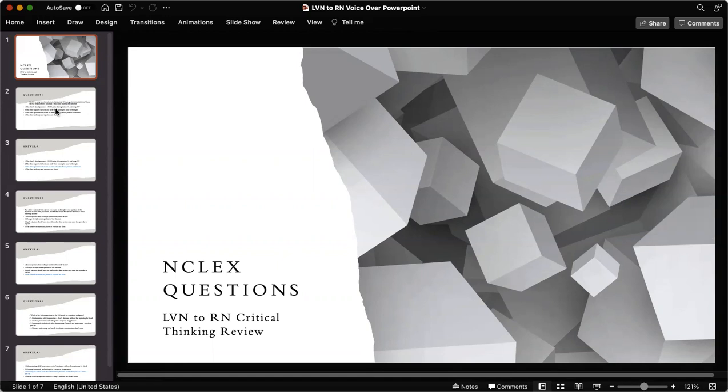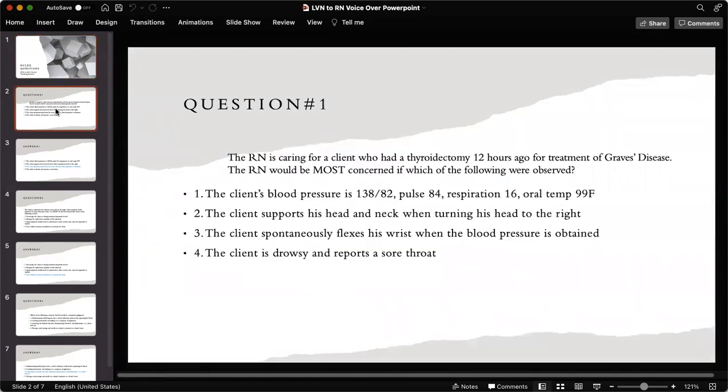So we're going to start with our first question. And we are going to use the decision tree on all of these questions, starting with question number one, which is: the RN is caring for a client who had a thyroidectomy 12 hours ago for treatment of Graves' disease. The RN would be most concerned if which of the following were observed?